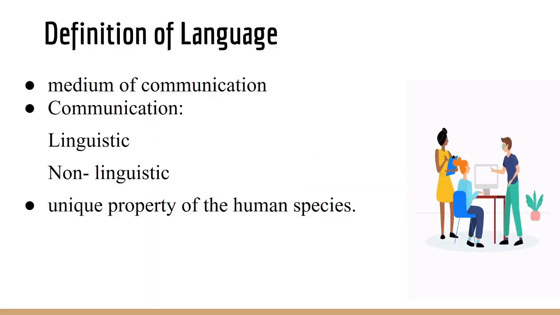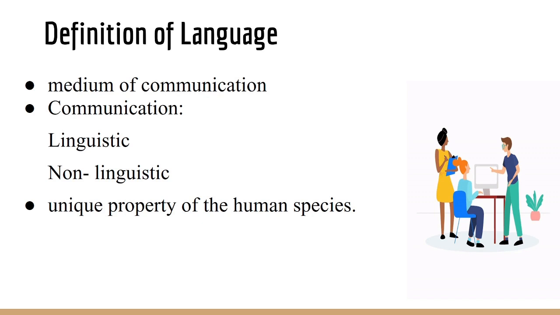Next, language is a unique property of the human species. It is different from animal language. A question may come to your mind: what makes human language so unique, or how is it different from animal language? Human language is unique because it allows us to communicate with each other with infinite variety.